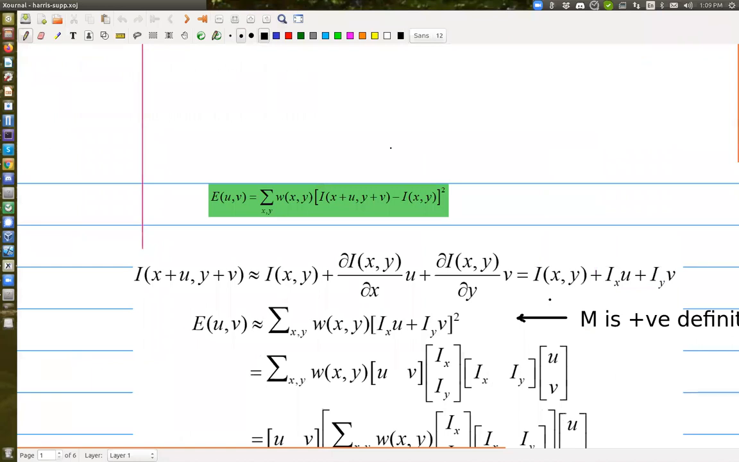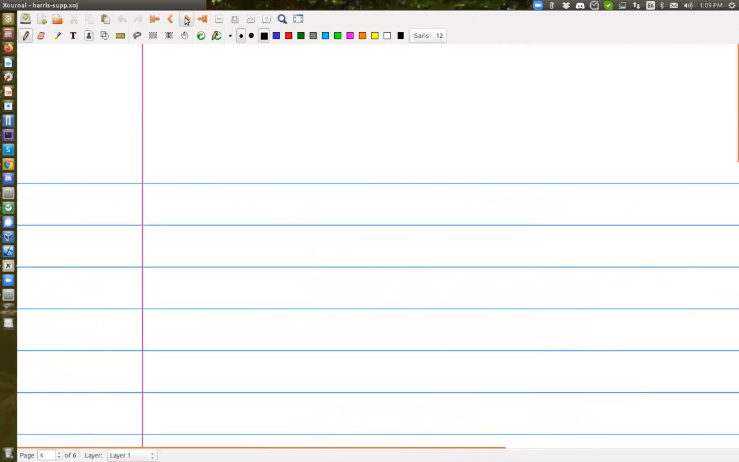Maybe I should go to some page that doesn't have anything. Yeah, maybe here. Let's see, I can write. Remember, last time we said if I do a rotation, I have some rotation matrix. Let's say this is an image. I cannot write straight somehow. I can use this, I guess.